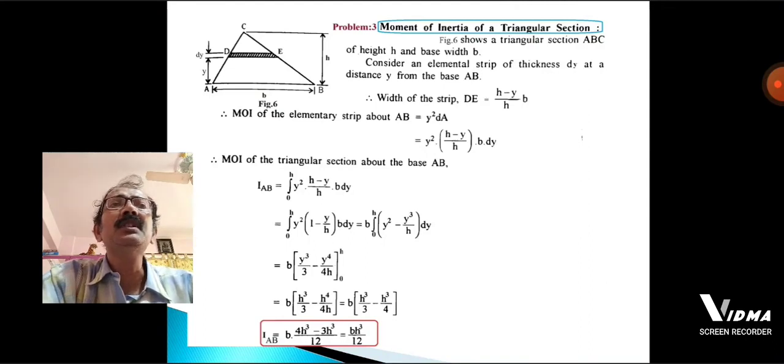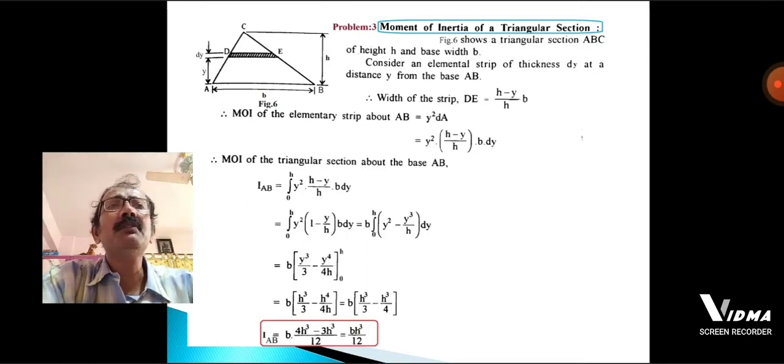ACB and DCE, these two triangles are similar. So from the similar triangles, we have to calculate the width of the DE base of the newly formed triangle, that is (h minus y)/h into b. Now the moment of the elementary strip about the AB axis is y square into dA. Now putting the value of dA.